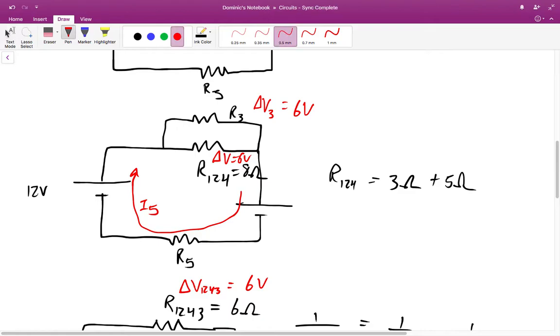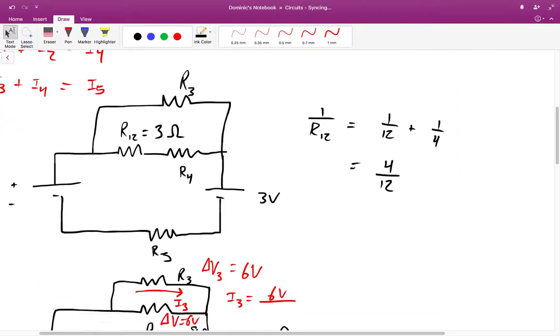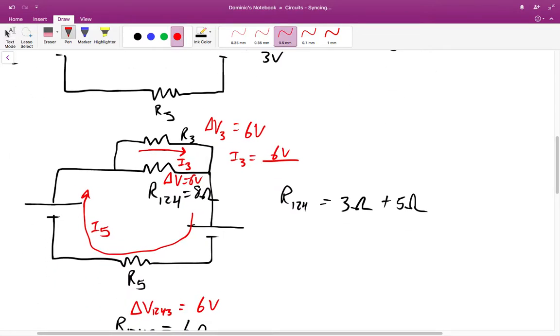All right, and so this one here we could call I3, and I3 needs to equal delta V over R. So we would have 6 volts over resistor 3, which is 24 ohms. And you can leave this as a fraction if you want to. I'm going to simplify it. So this would be 1/4 amp. You could write 0.25 amps if you wanted to.